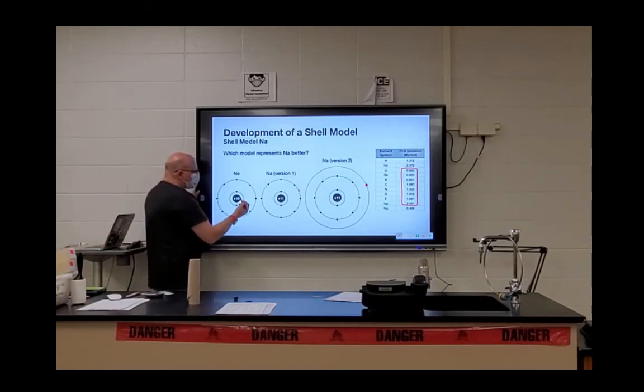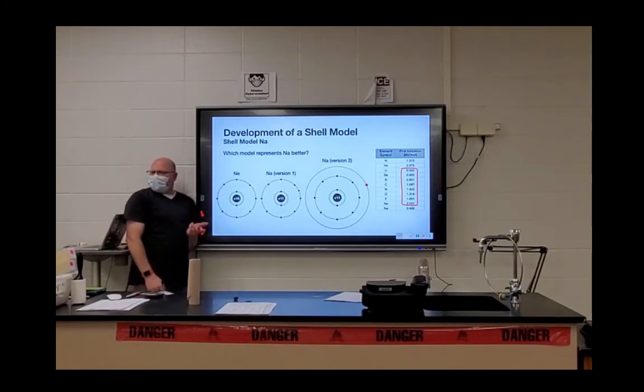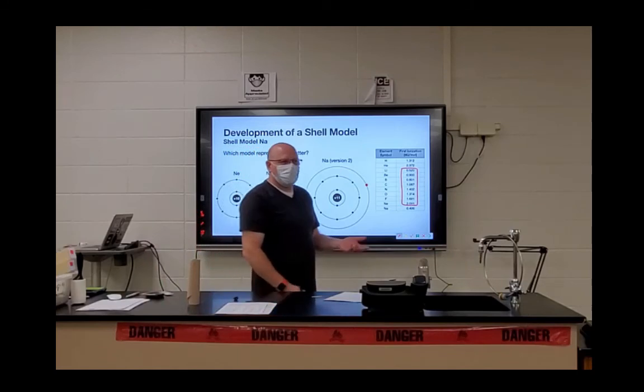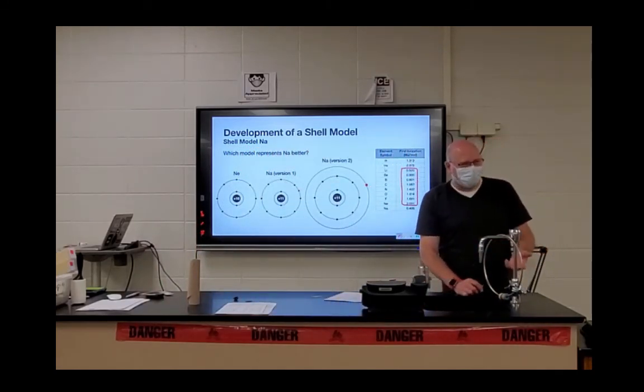So, we got neon. It's got 2 electrons at first energy level. Neon's got 8 electrons in the second energy level. Huh, does that sound familiar? I mean, you were told there were 8. Why can't there be 9? Because the experimental evidence says, no, it can't be 9.